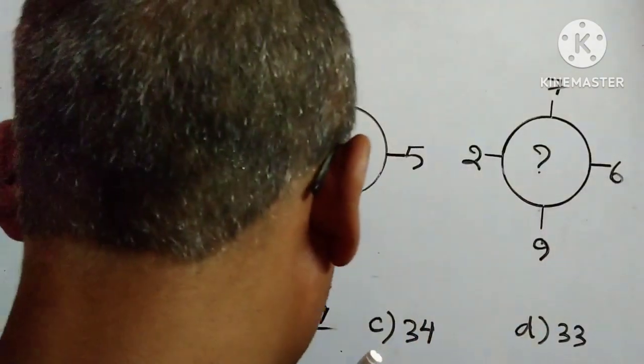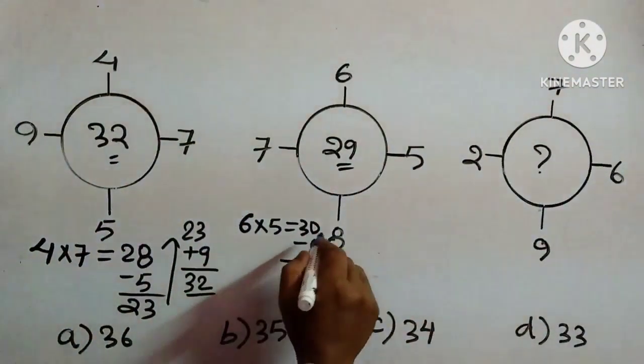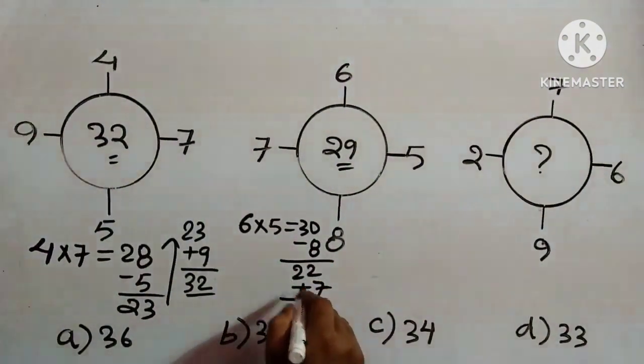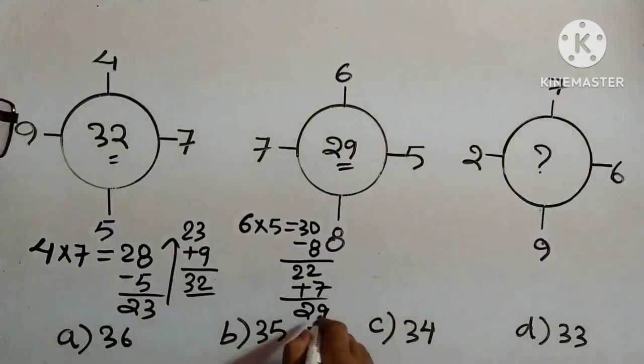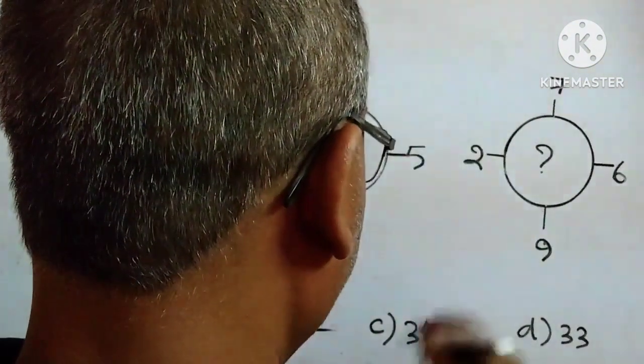So we will check here also. See, 6 into 5 is 30. We are subtracting this number 8. So it comes to 22, and we are adding 7. 29 is given. So that means we have to adopt the same process in order to get the answer.